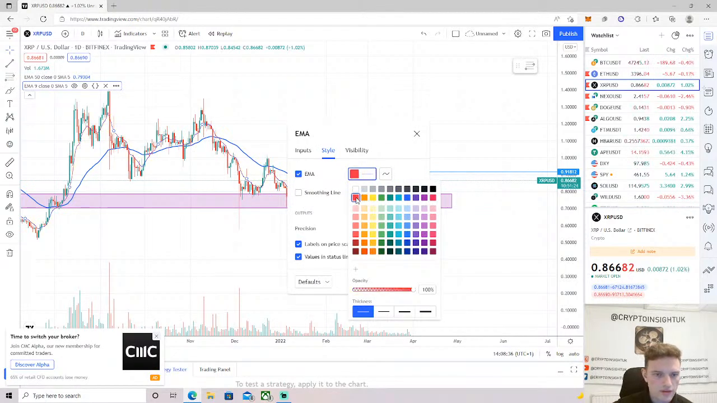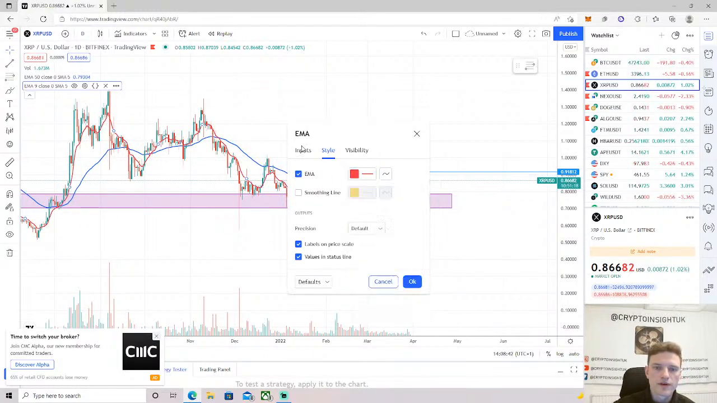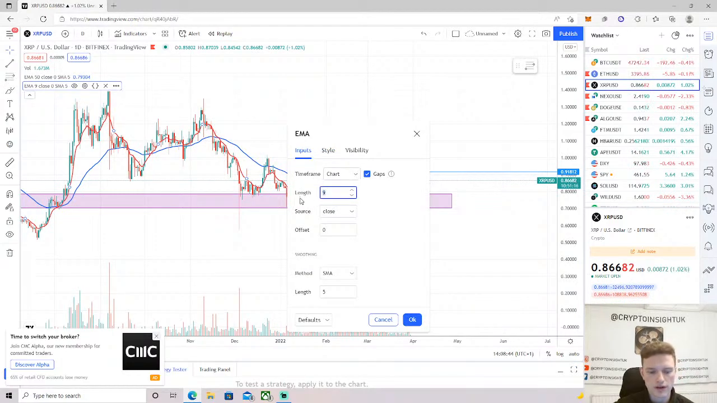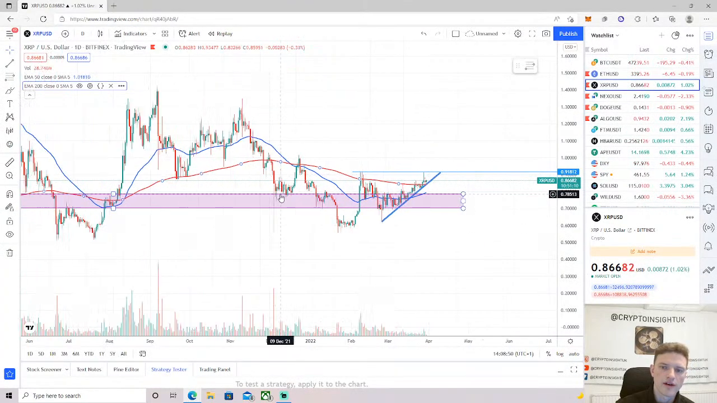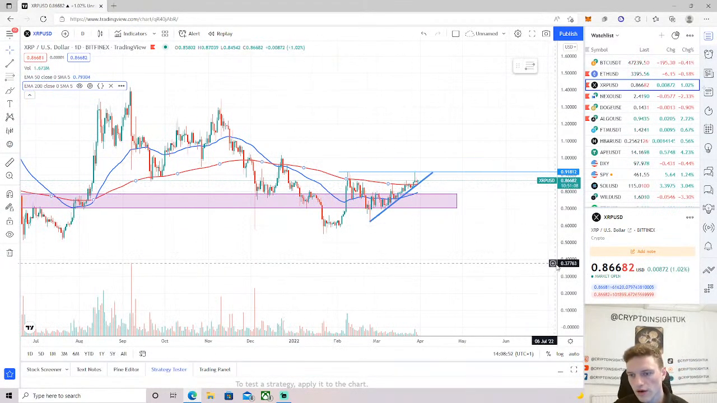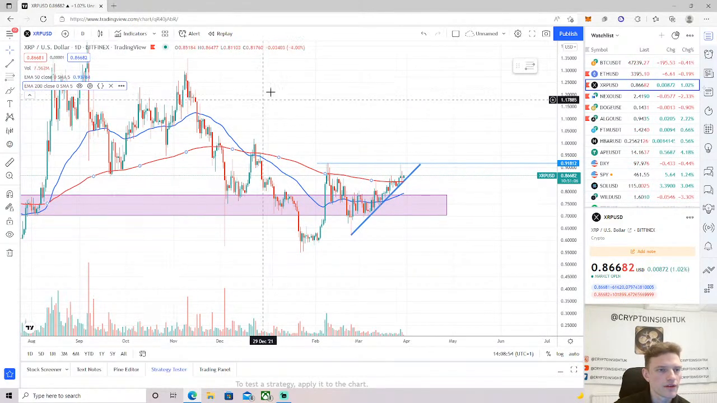Oh, this is gonna freak me out if I don't have the right colour. And again, make it a bit more thick and make this one an input of 200 on the length. Remember guys, you can always just go back on my stream and find out what's going on, or replay it if you need to have another look.